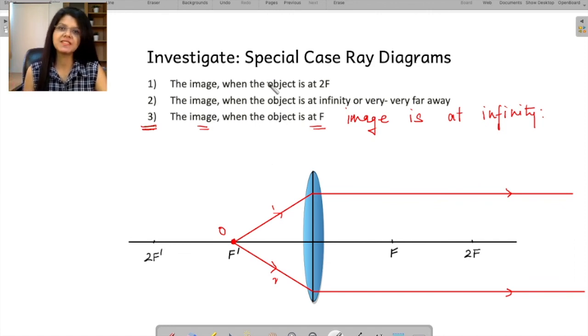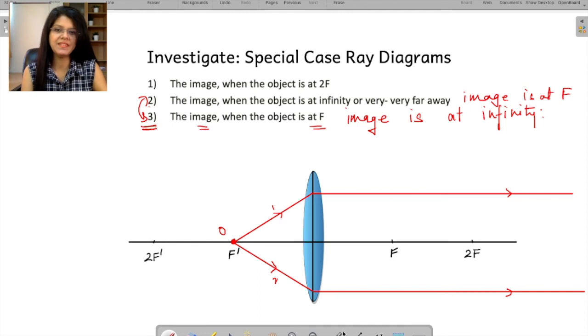So this was your investigation on special case ray diagrams for finding the images when the object is at 2F, at infinity, or at F. If you pay close attention, points number 2 and 3 are exactly opposite of each other. Point 2 says when the object is at infinity, the image is at focus. And point 3 says when the object is at F, the image is at infinity. They are opposite of each other, so easy to learn.